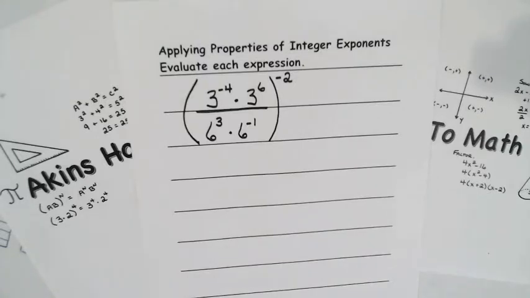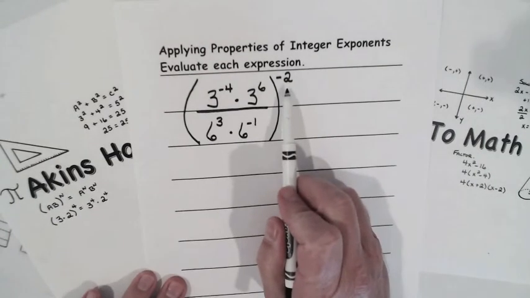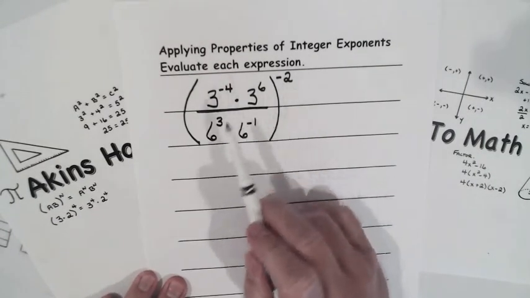Number 3 on page 6. Number 3, not only do I have to apply the properties of exponents to this problem, but I also have to remember my order of operations. My order of operations tells me I need to do everything inside the parentheses before I do anything else, before I worry about this exponent on the outside. So let's look at the inside.